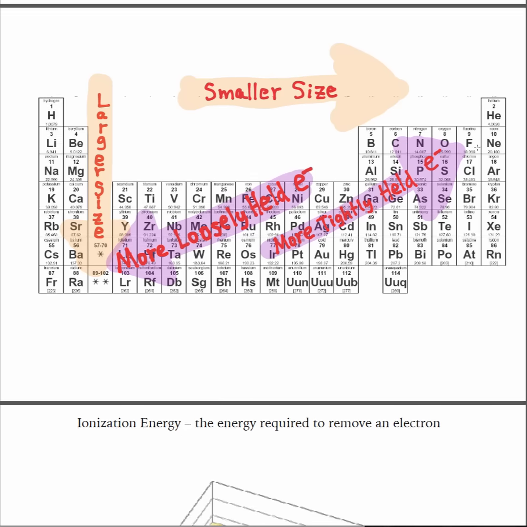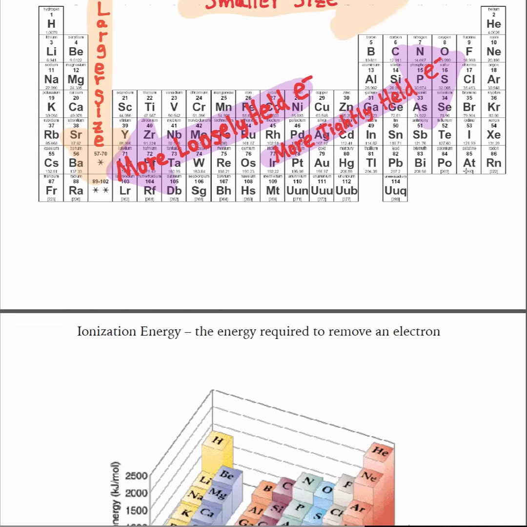So the very, very small elements, very reactive. The very, very big elements, very reactive. The big ones are reactive because they want to give up their electrons. The small ones are reactive, like oxygen, fluorine, chlorine, because they want to gain electrons. They're very small, they want to gain electrons.